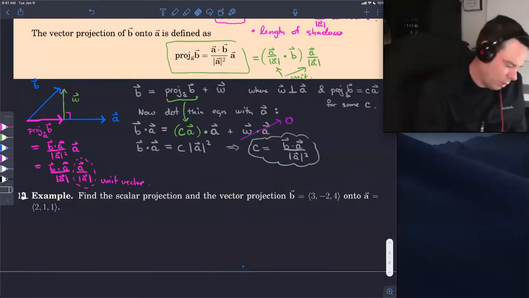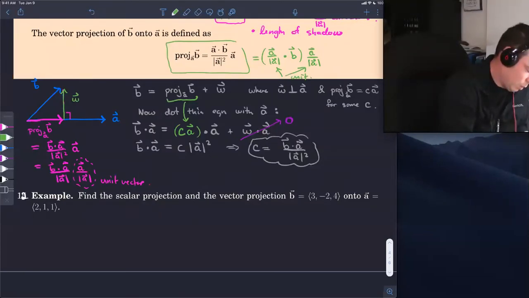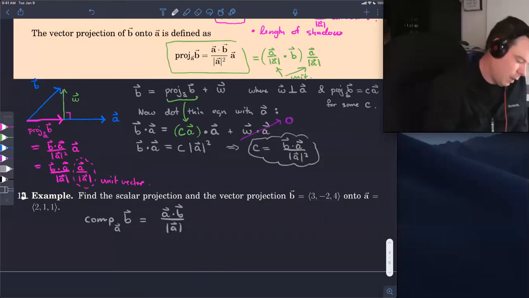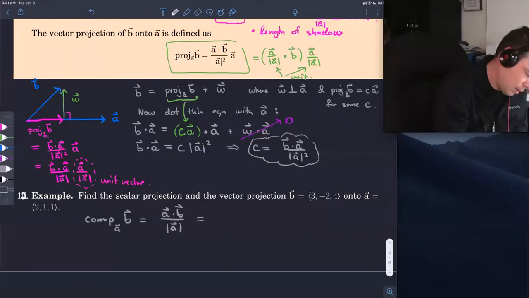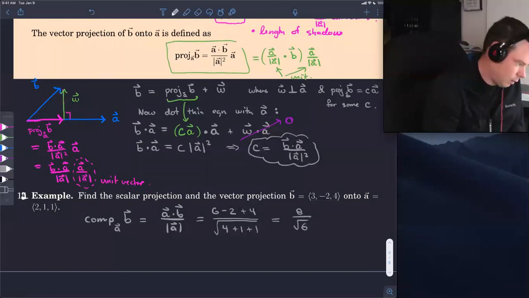All right, sorry, we're out of time. I'm just going to do this quick example because I don't want to leave it hanging. We pretty much have everything here. So we'll do two things. We want to compute the component of B in the direction of A. So that's going to be A dot B over the length of A. That's the thing we're going to compute. And what is A dot B in this case? It's 6 minus 2 plus 4, all over the length of A, which is 4 plus 1 plus 1, square rooted. In other words, it's 8 over root 6.